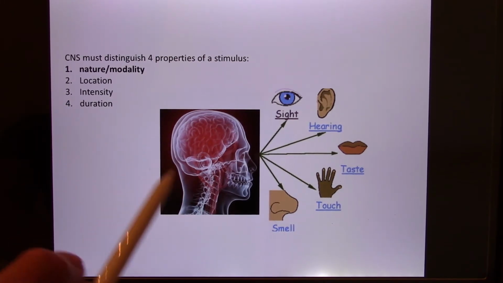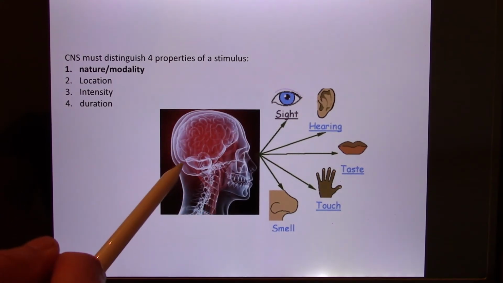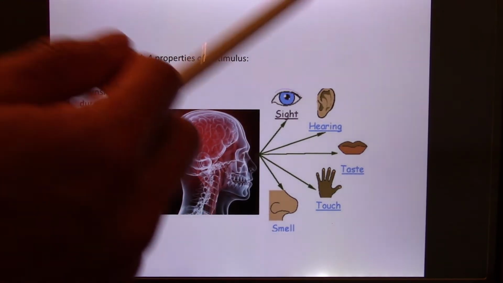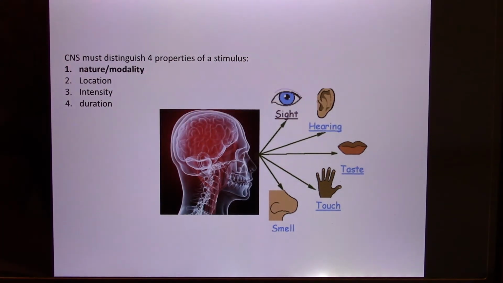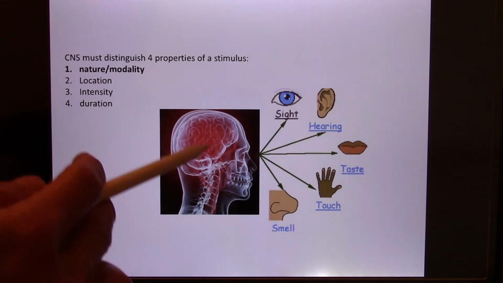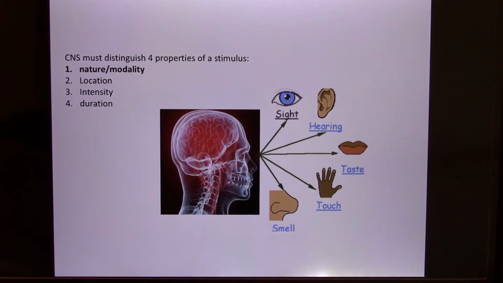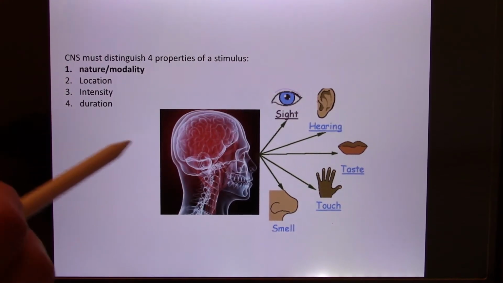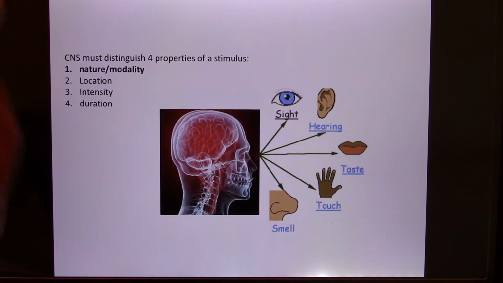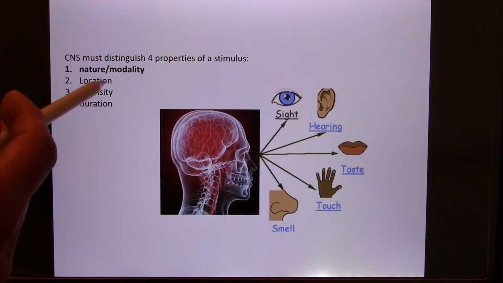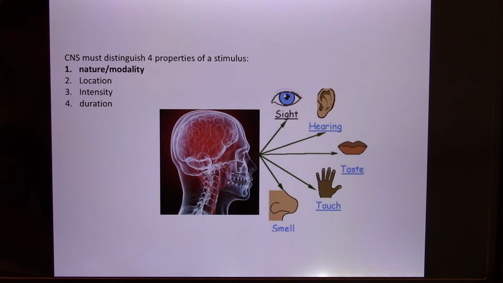How is your brain able to use the action potential to identify, okay, that's the sound, that's the light, and where they are, how big they are, and when they start, when they end? So that's the challenge your brain is facing. How is it able to use the action potential, which is all the same size, to identify the natural modality? Natural modality means that's the sound, or that's the light, or that's the touch, and the location, and the intensity, and the duration. So we start from the first one, the natural modality.